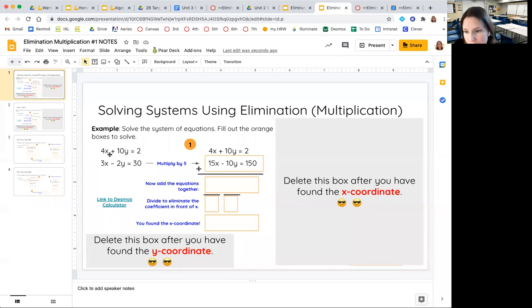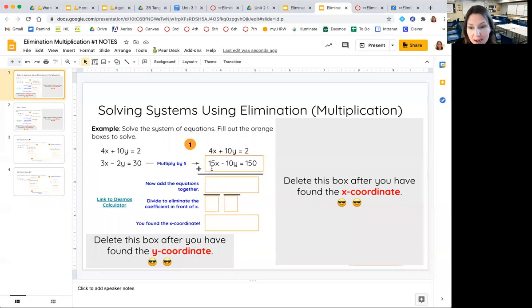Notice how I just copied this one over here, and then I rewrote my second equation after multiplying the whole thing by 5. Remember, when I multiply one side, I have to do the same to the other, and then I get an equal equation. So now if you look at our two equations, I can add them together to eliminate my y's.